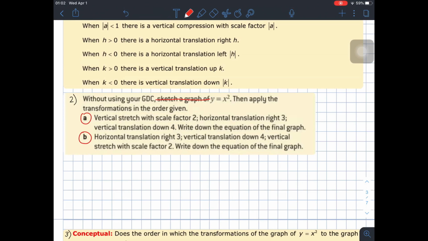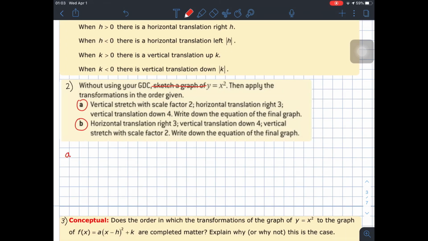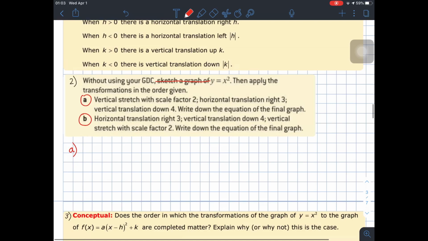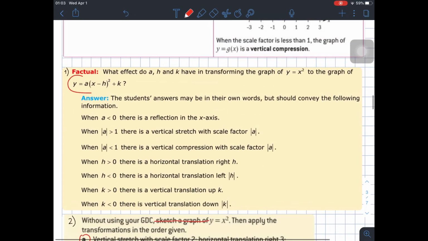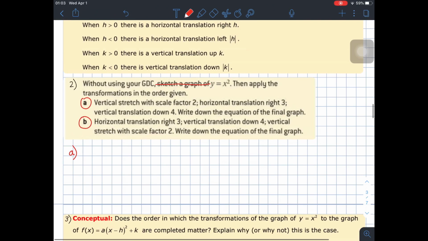We're going to write an equation by applying these transformations first. For part A, it says a vertical stretch with scale factor 2, horizontal translation right 3, vertical translation down 4. Write down the equation of the final graph. Okay, so for part A, if I write this equation, which we're always going to be using for quadratic models, I'm going to write y equals a times (x minus h) squared plus k.